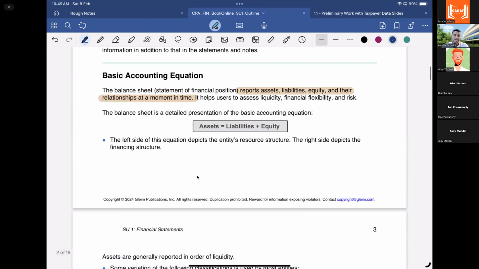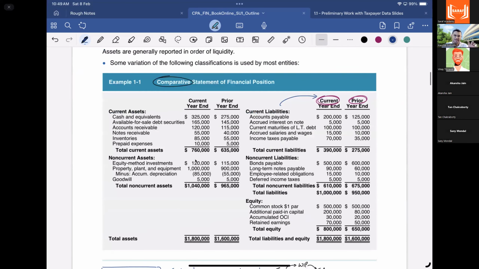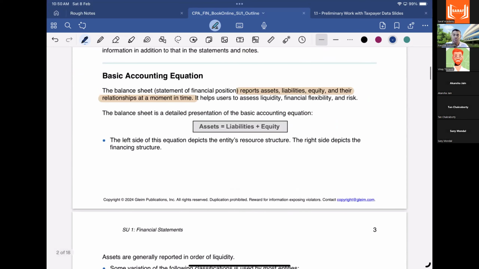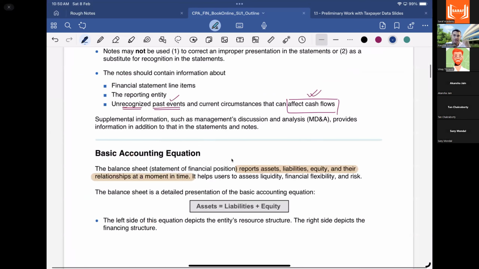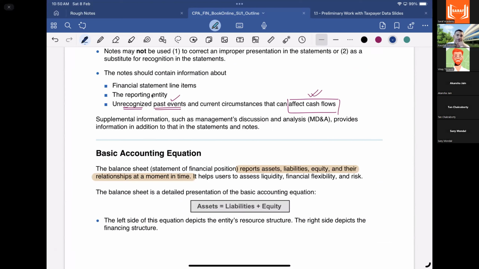जब हम नीचे एक description सीखेंगे इसका, या comprehensive financial statements का जो एक financial position या balance sheet को हम study करेंगे, उसको हम बोलते हैं line items, right? हर लाइन पे एक एक आइटम होता है. That the reporting entity's unrecognized past events and current circumstances that can affect the cash flows. Very straightforward, easy to understand.